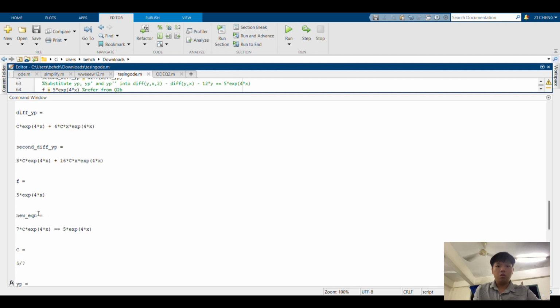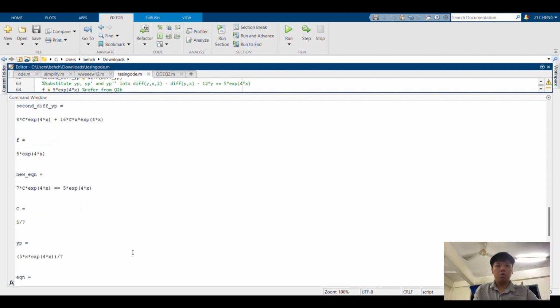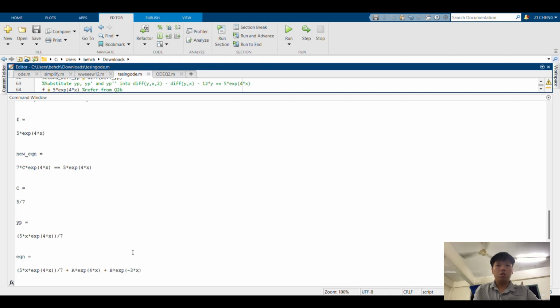So we know that the f function we get from the previous coding is 5 e^(4x). So the new equation we get is 7c e^(4x) equal to 5 e^(4x). By this equation we can find the c value. From the output we know that c is 5/7. So we substitute inside the yp function, and we get the yp function is 5x e^(4x) over 7.